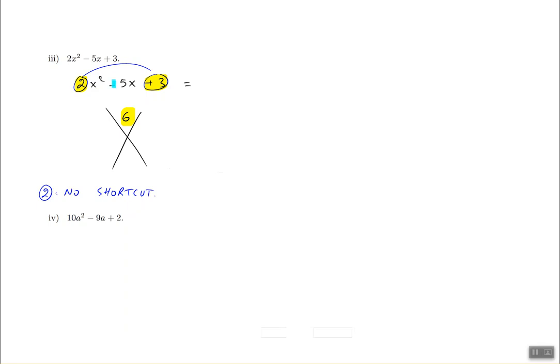And as usual, we grab the -5 and we put it on the bottom of the diagram. And we do the same question. Can we find two numbers that multiply to 6, but when we add them, we get -5? So there's a few options.